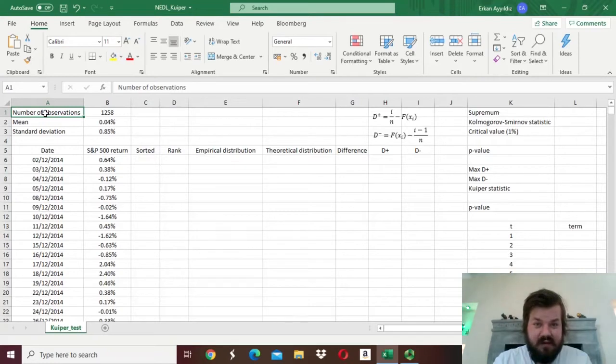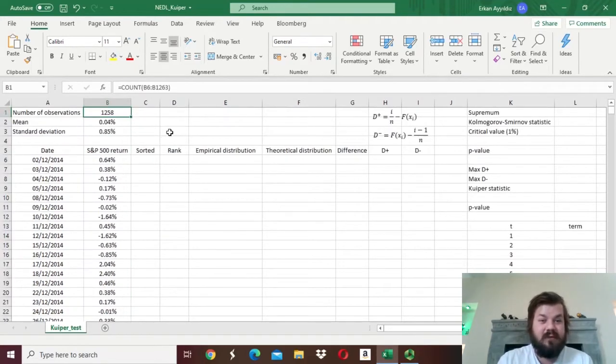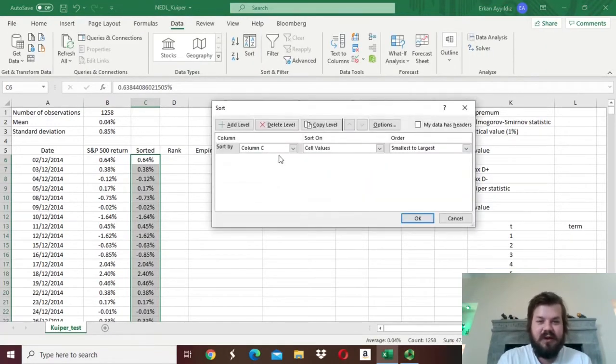So to start applying the Kerpa test, the preliminary work is exactly the same as for the Kolmogorov-Smirnov test, for example. So here we've got 5 years worth of S&P 500 returns, and we have recorded how many observations we've got, as usual, 1,258. And we have calculated the sample average, the sample mean, and the sample standard deviation. What we need to do now is to sort the returns from smallest to largest. We can do it using the new Excel sort function or using the data sort tab, where we continue with the current selection and sort column C smallest to largest.